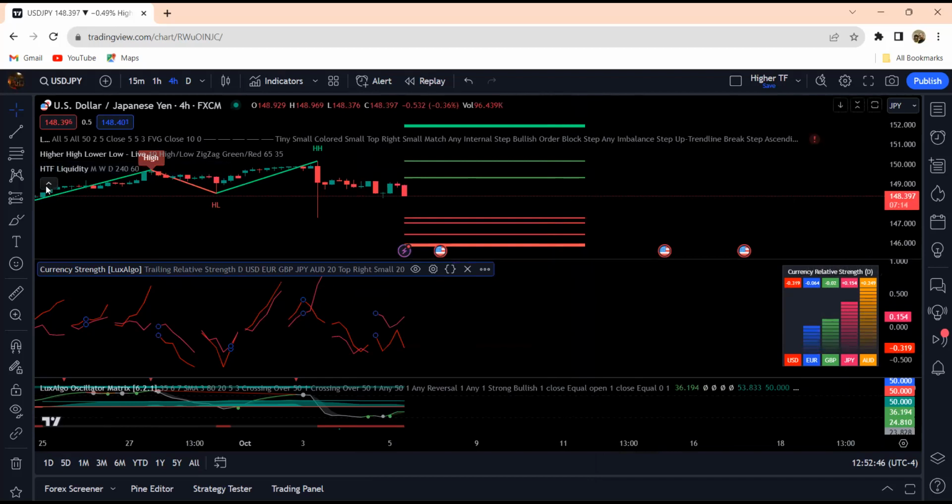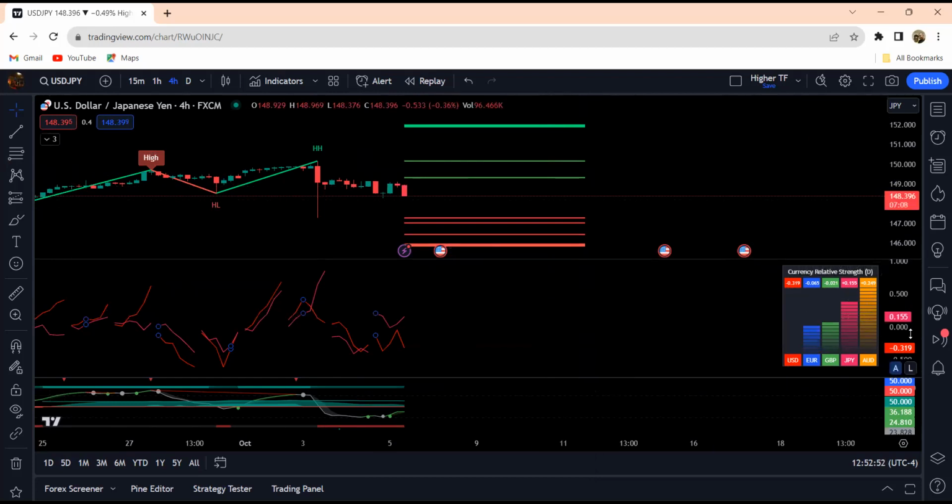All right, so that is that there. And then, like I said, these are the labels on the side. I'm going to go ahead and take that off. All right, so these are the labels on the side. Here you can see the strength of JPY in comparison to USD, right? So this is the USD label, this is the JPY label. And I can clearly see that JPY is stronger than the USD. So just another thing to look at.